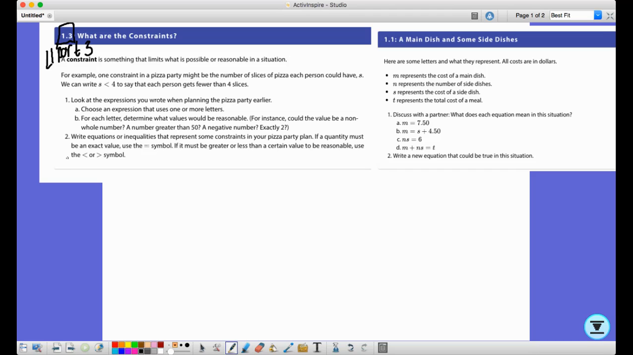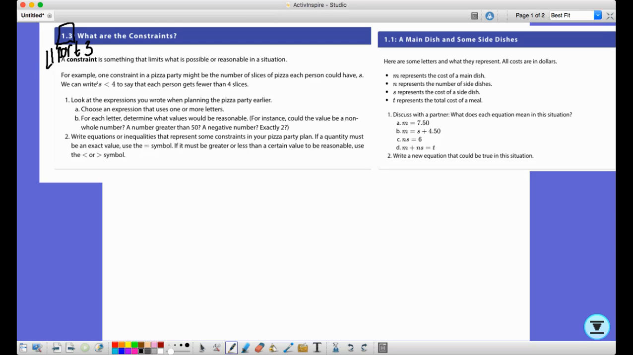So this stands for lesson 1, part or section 3, okay? It's talking about what are constraints, and these pages are also in your student workbook, but I'm just gonna review them with you here. So it starts out by saying a constraint is something that limits what is possible or reasonable in a situation. So, for example, one constraint in the pizza party might be the number of slices of pizza each person could have, which is represented by S here.